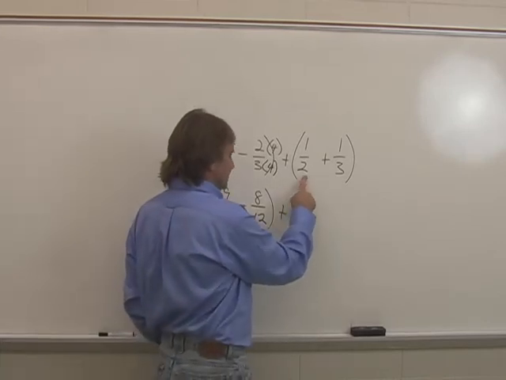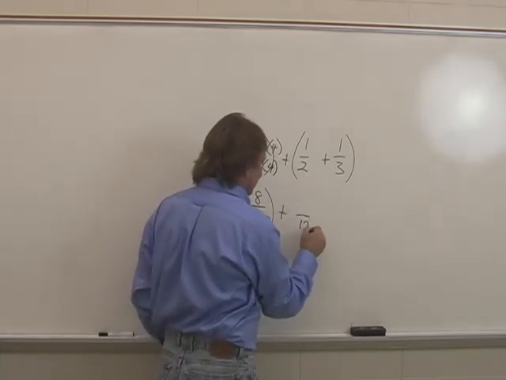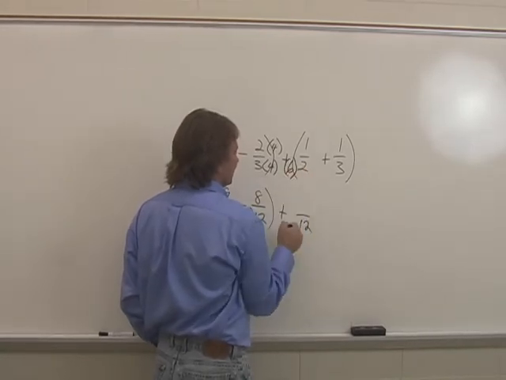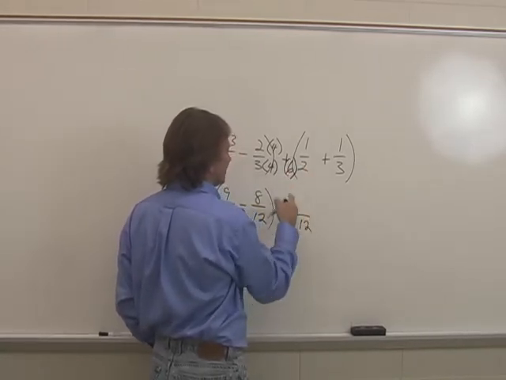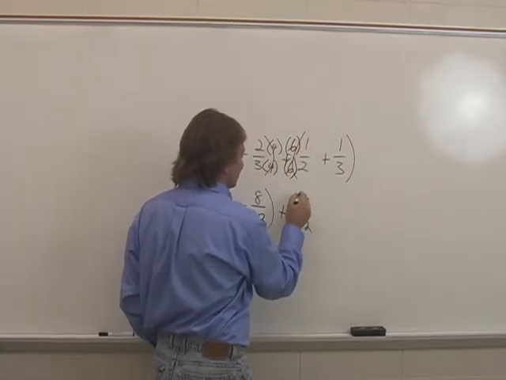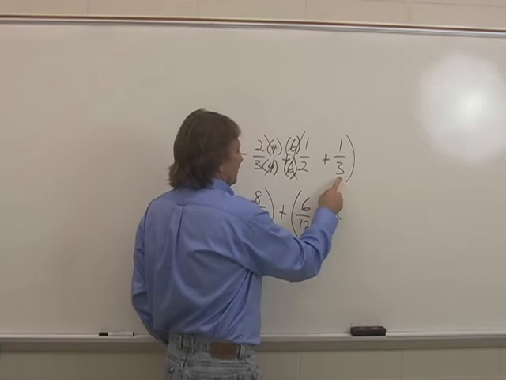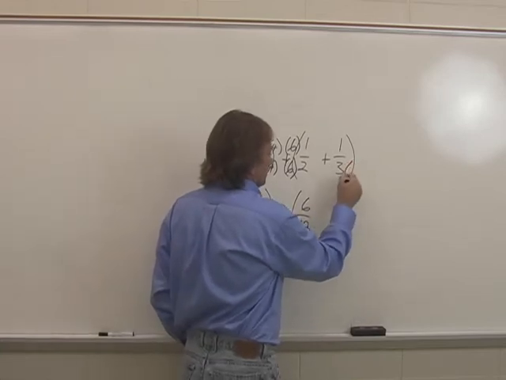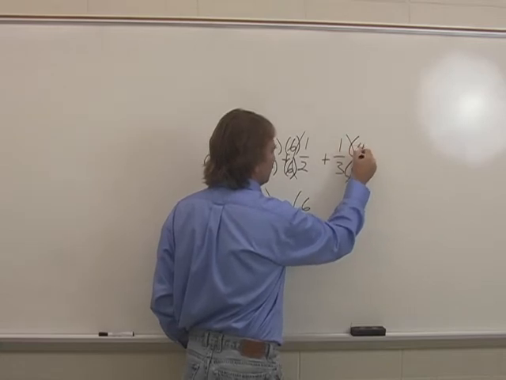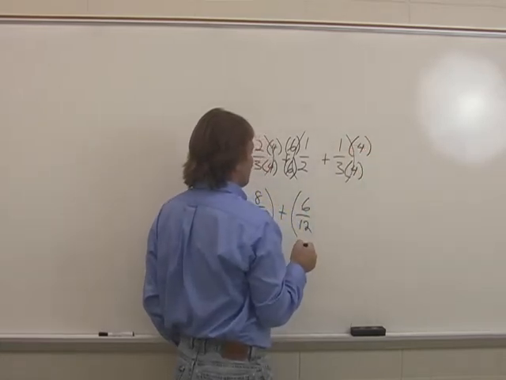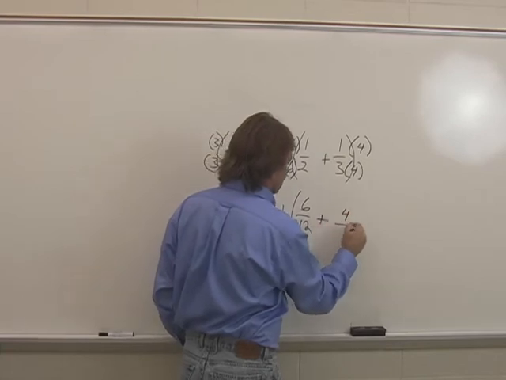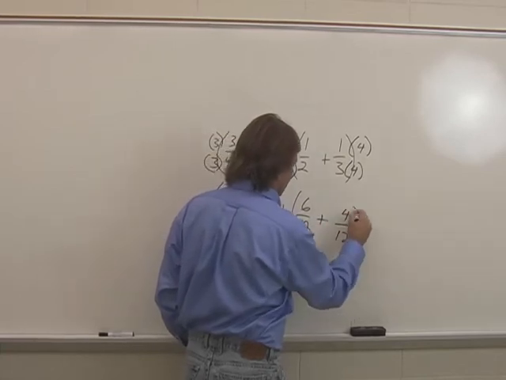To force this 2 to be a 12, I need to multiply that times 6. 6 times 2, of course, is 12, and then the top times 6. So 6 times 1 is 6. And then to force the 3 to be a 12, that needs to be multiplied by 4, which means I need to multiply the top times the 4. So 1 times 4 then is 4, and then 3 times 4 is 12.